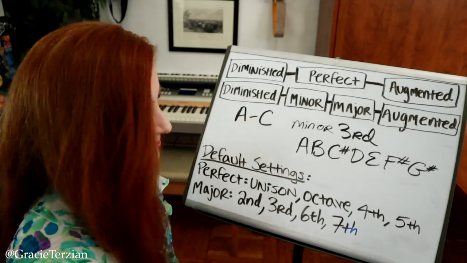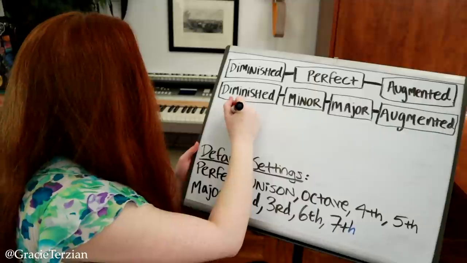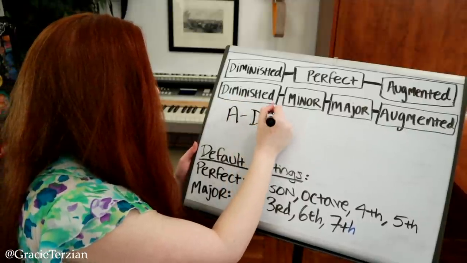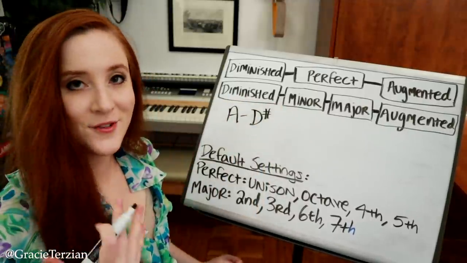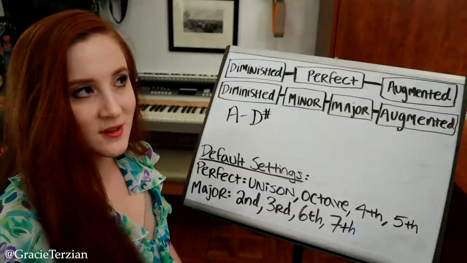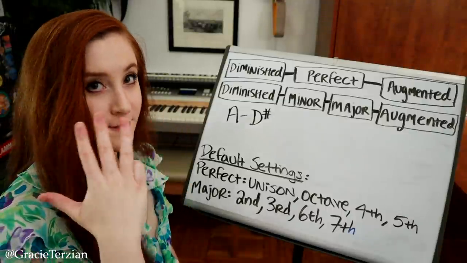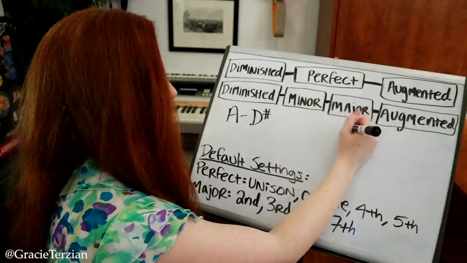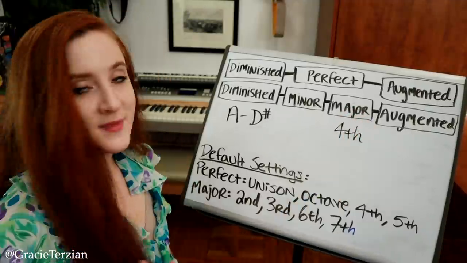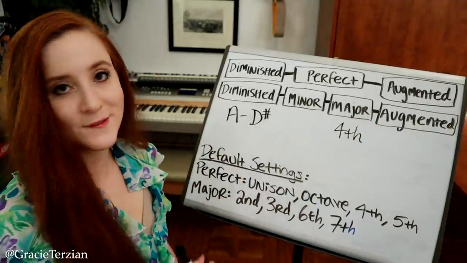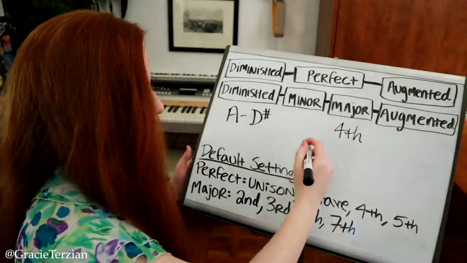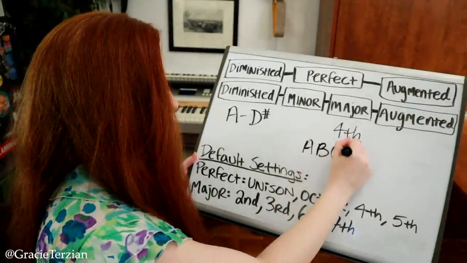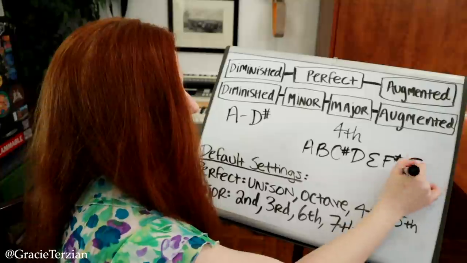Cool, let's do some more. What about A to D sharp? Again, first step, we're gonna figure out the interval number. A, B, C, D, that's a four, so it's gonna be something fourth. Now, step two, we're gonna think about the major scale of the first note. Again, I'm gonna write out that A major scale: A, B, C sharp, D, E, F sharp, G sharp.